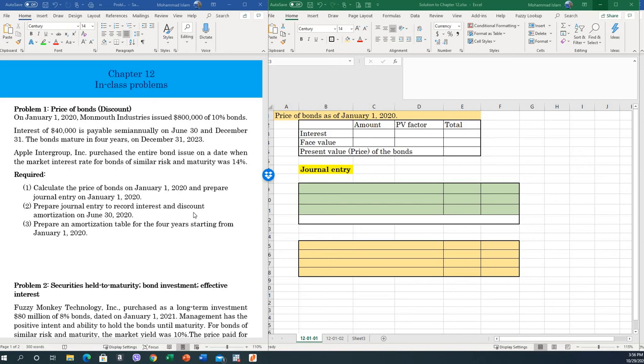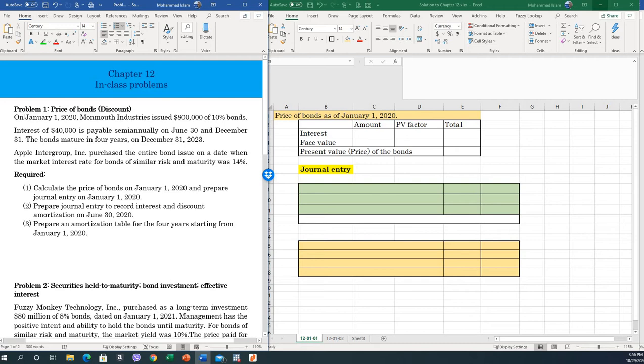Okay, so in this part, we will solve the problem of how to calculate the price of the bonds at discount and how to prepare journal entry to record the interest and discount amortization. And finally, we will prepare an amortization table. Okay, so let's read the problem first.